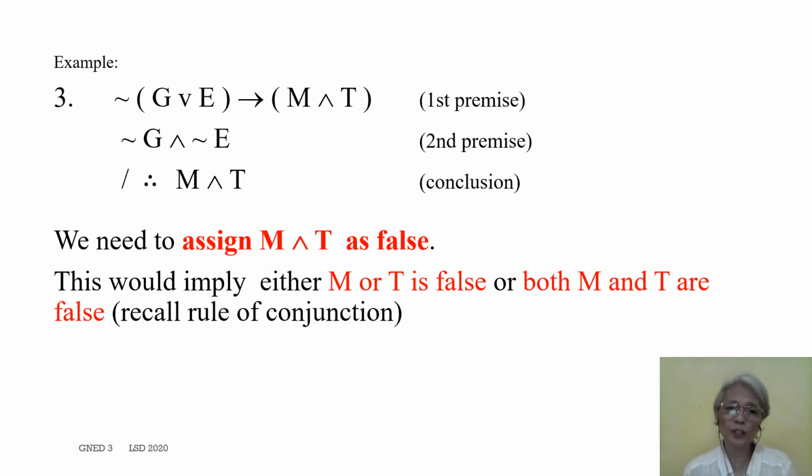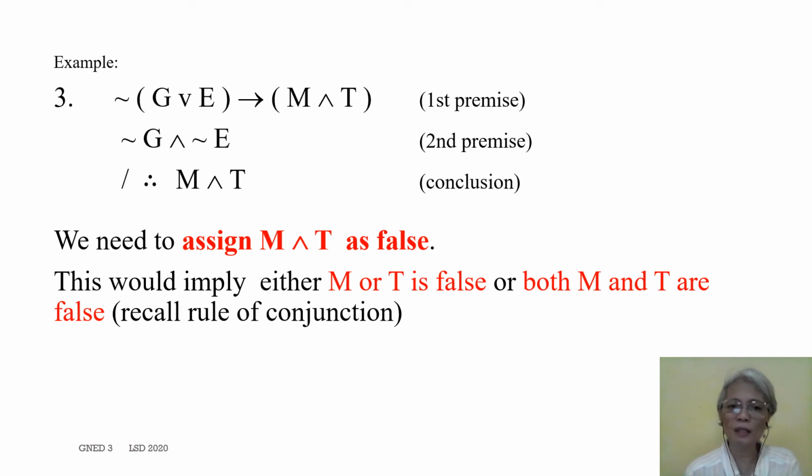Then we have the third example. So we have not G or E implies M and T, not G and not E as the two premises, and therefore we have M and T. So M and T is the conclusion. Again, the first step is to assign a false truth value for the conclusion, M and T.